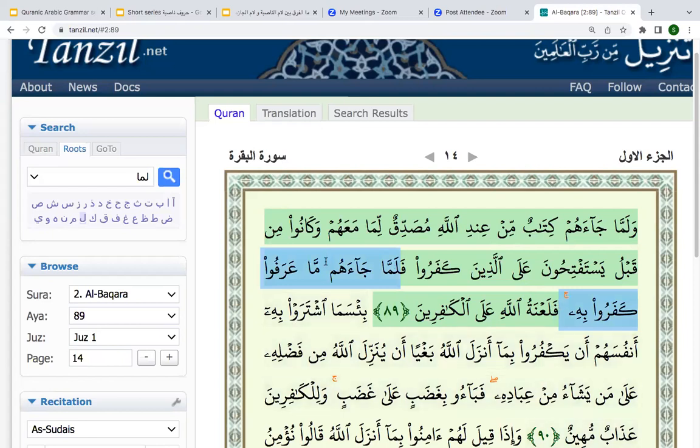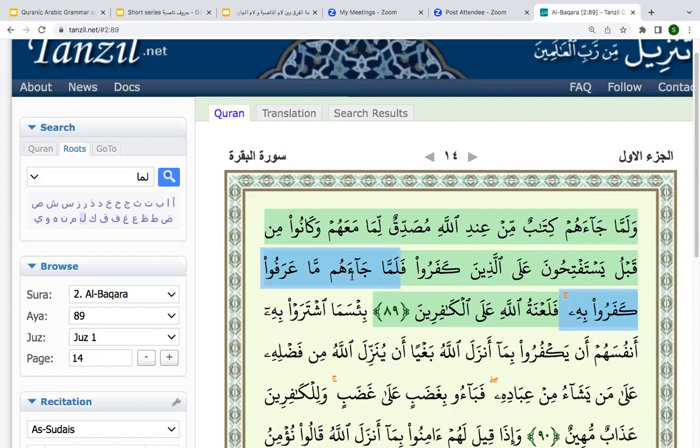Lamma ja'ahum ma arafu kafaru bih. So lamma here is what? Is it a condition particle or is it harf jazm? It is a condition word, because it's not a particle. Particle means harf. It's a zarfiya, shartiya. So where is my shart ending? Yes, it is zarfiya, shartiya. Shartiya is most important. That is again shart. Where is my conditional statement ending? Think about it again.